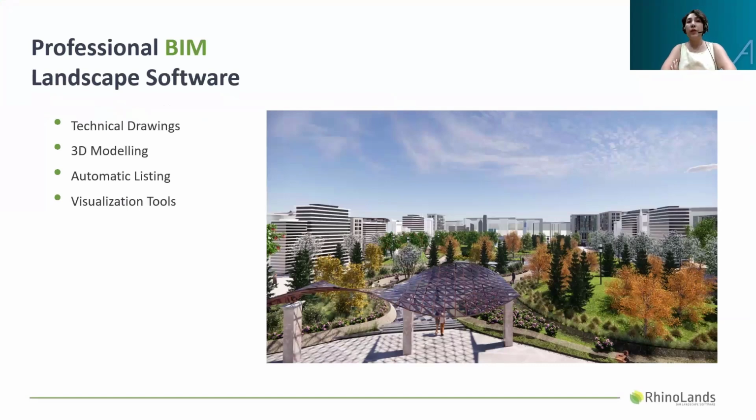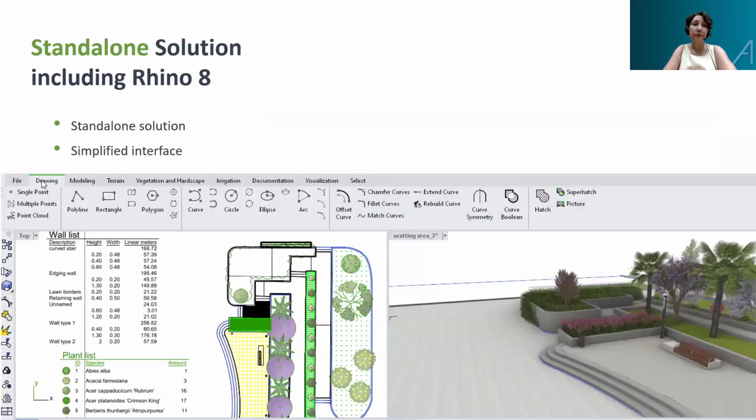RhinoLands is a professional BIM landscape software. It helps us to have technical drawing in 2D, the 3D model of the project, then it automatically generates a list of plans and all hardscape tools. And then there are several tools for visualization and animation of the project.